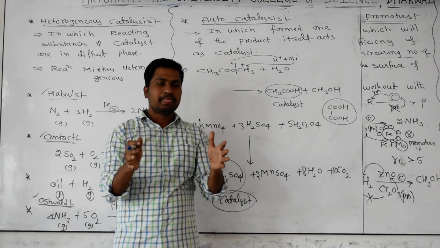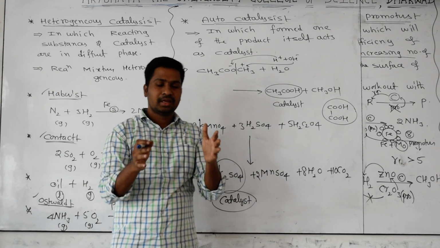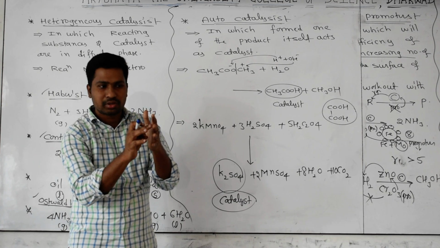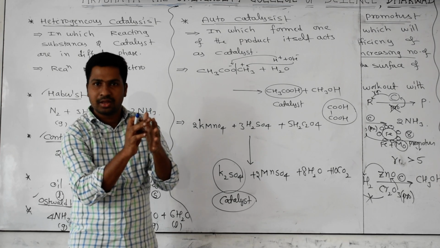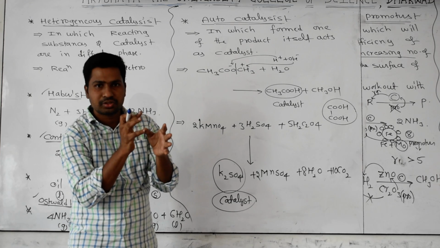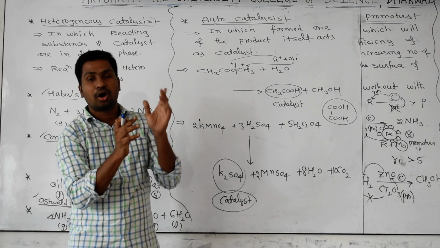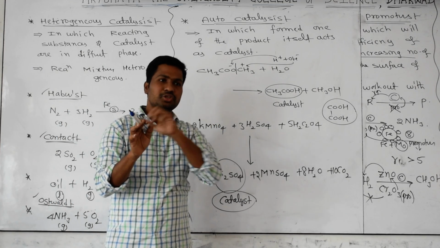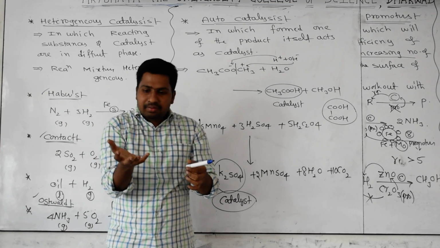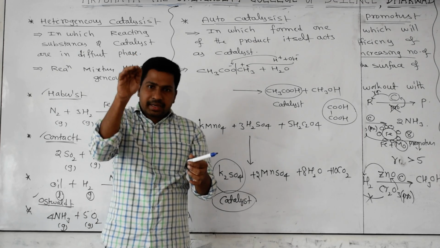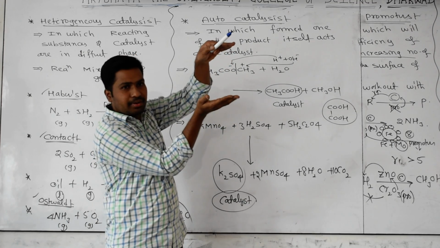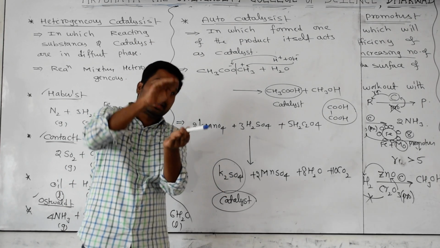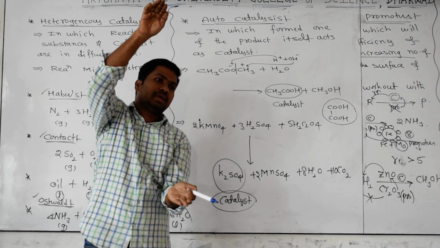Just see what we discussed in today's class: what is a positive catalyst, an inhibitor, a catalytic promoter, a catalytic poison, and homogeneous catalysis, heterogeneous catalysis, and autocatalysis. Let me tell you the meaning of positive catalyst. It increases the speed of the reaction by decreasing the activation energy, meaning the gap. Inhibitor means it slows down the reaction by increasing that gap, the activation energy.